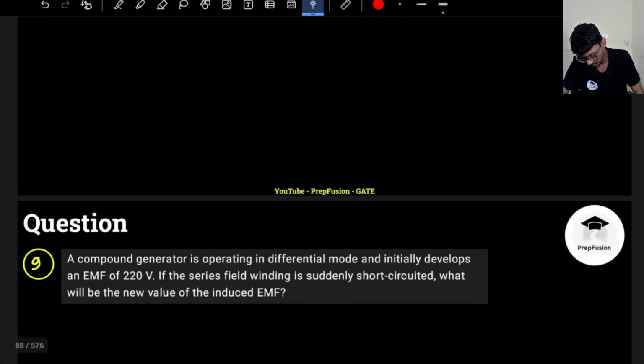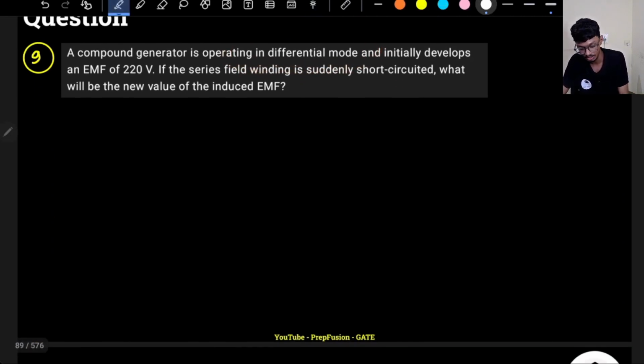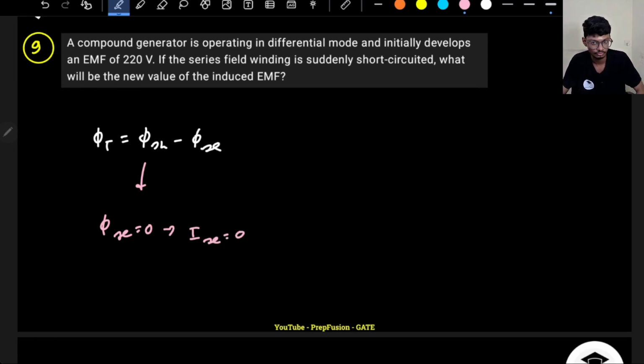Now the same thing, if the compound generator is operating in differential mode and again I short circuit the series field winding, what will happen? Again my overall flux, this time it is not cumulative, it is differential, so it is phi SH minus phi AC. If I suddenly short circuit, my phi AC will become 0 because my IAC current will be 0, since all of the current will flow through the short circuit. So the overall flux now is phi SH, whereas previously it was phi SH minus phi AC. So my total flux has increased.